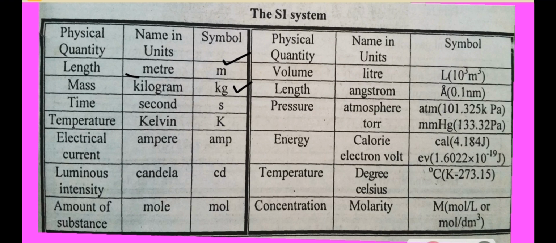Time. It is measured in second and represented by small letter s. Temperature. It is measured in Kelvin and represented by capital K. Electrical current. It is measured in ampere and represented by symbol AMP.